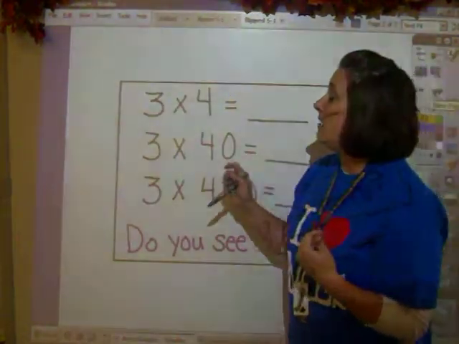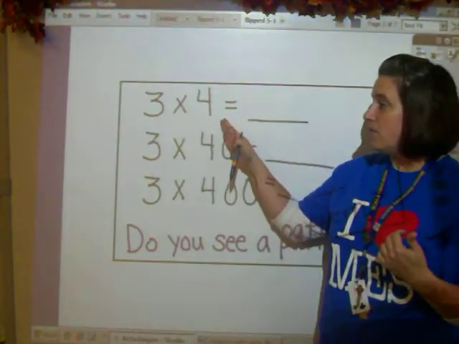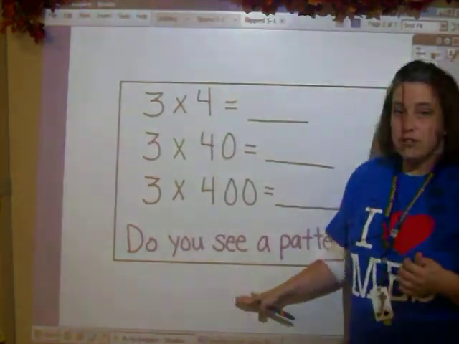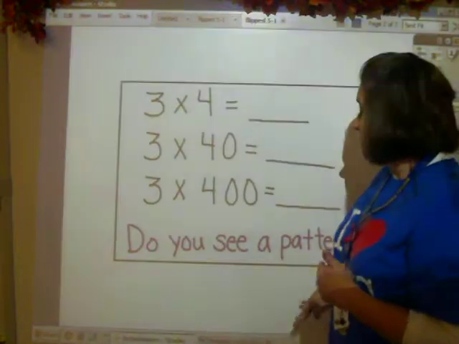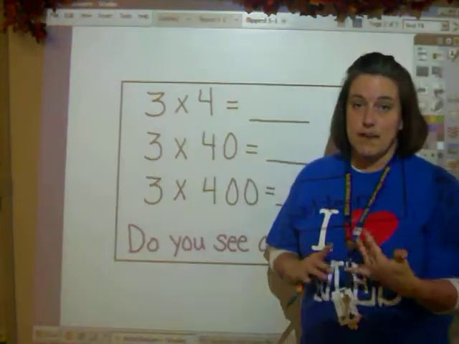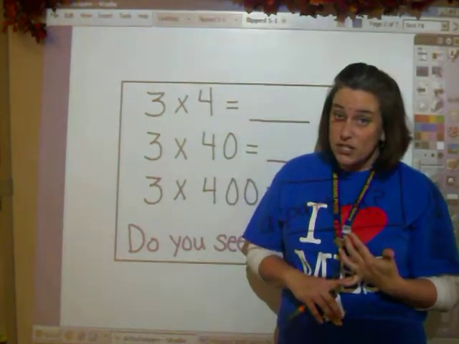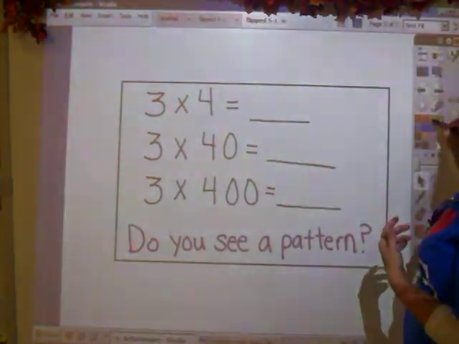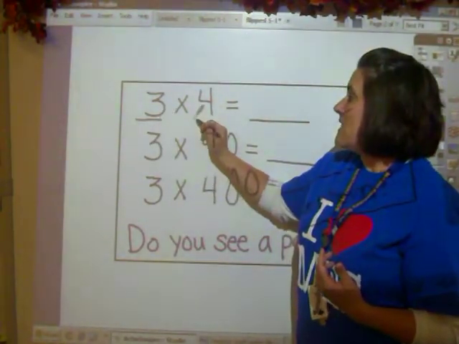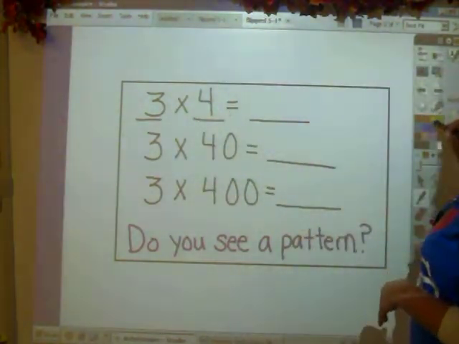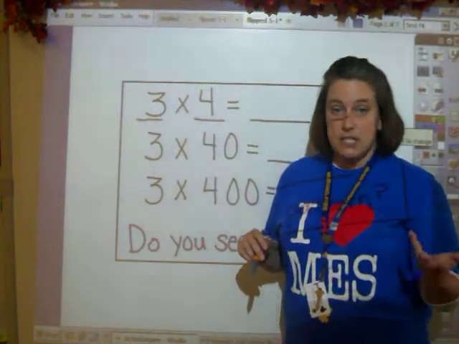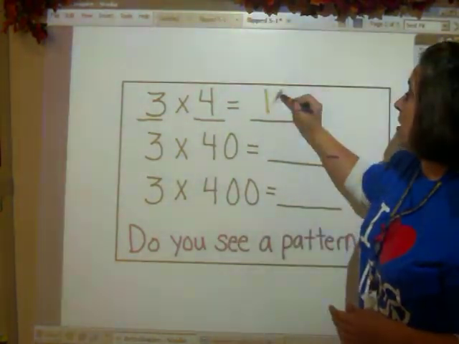Alright, so when you have numbers like 3 times 4, 3 times 40, 3 times 400, do you see a pattern within these problems? Also, do you notice the basic fact that you need to find when you are going to answer these questions? So if you take a look at this one here, we have 3 times 4. Well, since we've been doing a great job working on our multiplication, 3 times 4 we know is the same as 12.